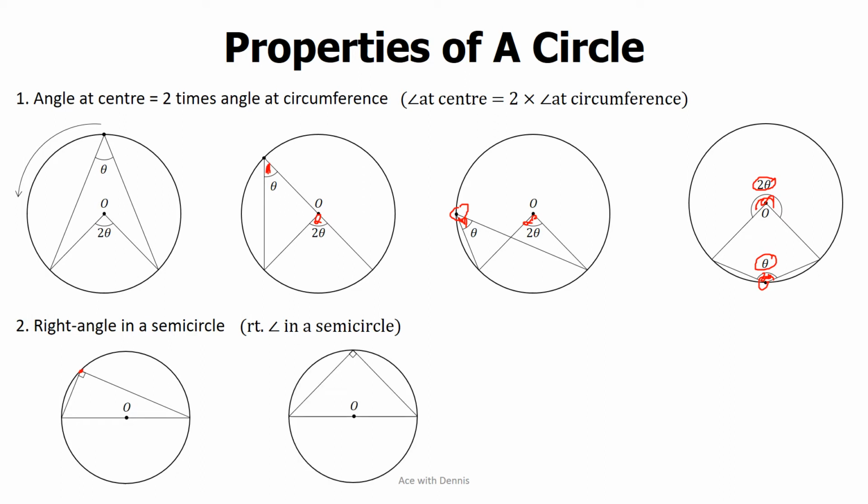There are also a few variations where the point can move up to here and it is still a right-angled triangle. And even this diagram shows the same property.